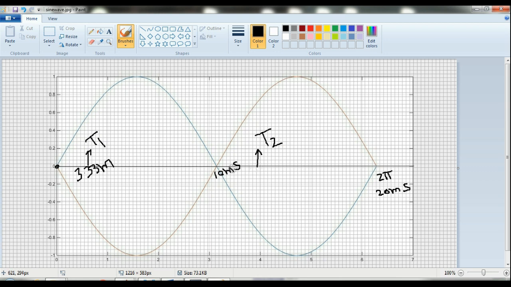What is the time here? With respect to this point, it is 3.33 milliseconds. With respect to this point, how much will it be in total? It is 13.33 milliseconds. So these are the triggering times. The triggering for T1 is 3.33 milliseconds, and the triggering for T2 is 13.33 milliseconds.